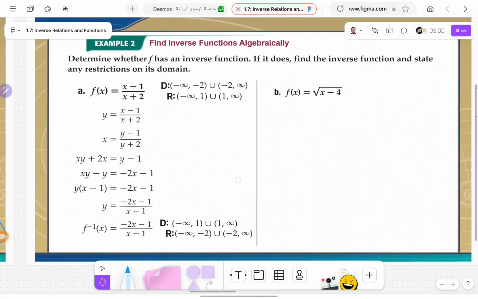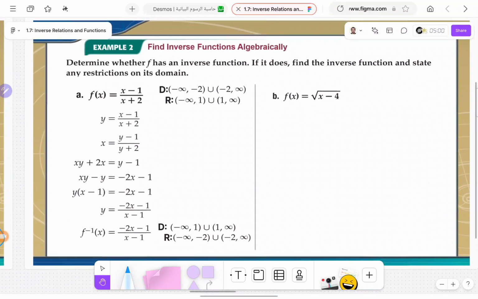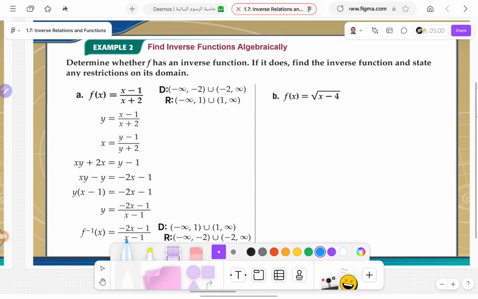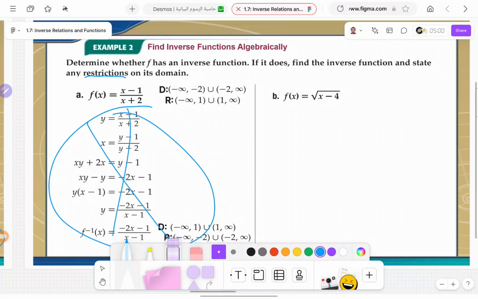Okay, now look at this example. Determine whether f has an inverse function. If it does, find the inverse function and state any restriction on the domain. Okay, so before we start solving everything, just forget this and find the domain of that function first. What is the domain of that function?